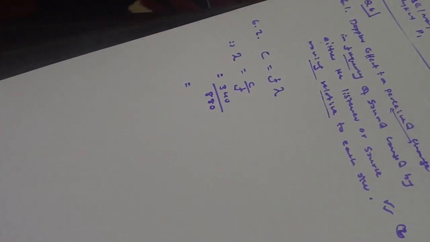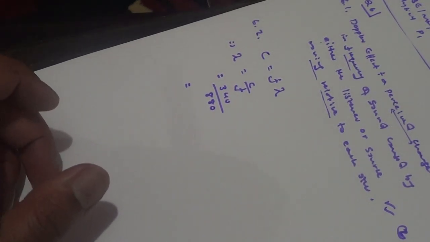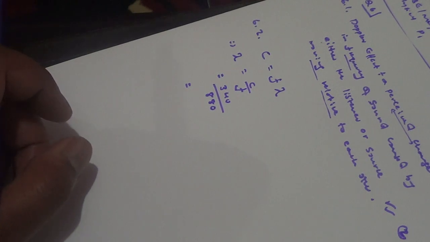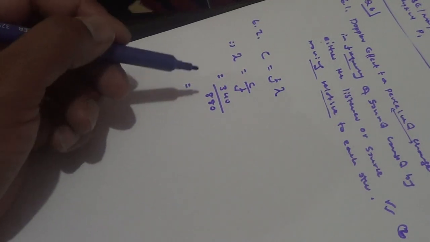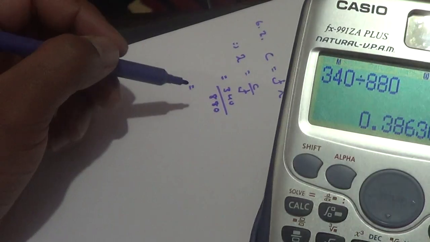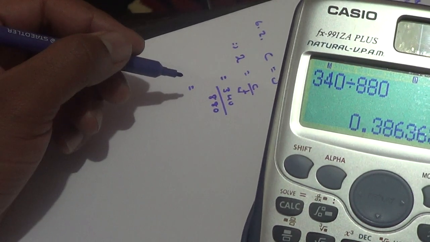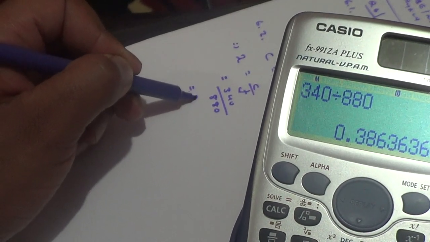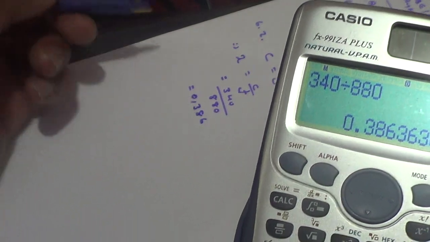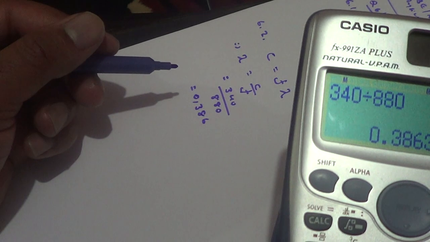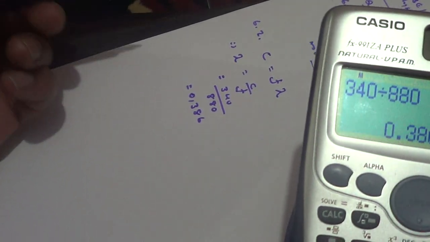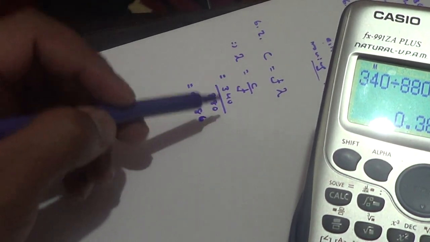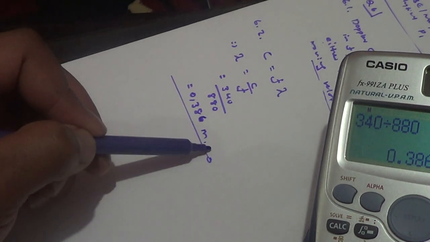Okay, let's quickly handle this one. So 340 divided by 880. So I get this number here. You can make it three decimal places if you like, but minimum is two, okay? So don't do less than two. So we're just going to do three here to be on the safe side. 0.386. But again, it's minimum two, unless otherwise stated. So this is 0.386, or 0.39 if you want to make it to two decimal places, meters. Remember, this is a distance, so it's in meters.